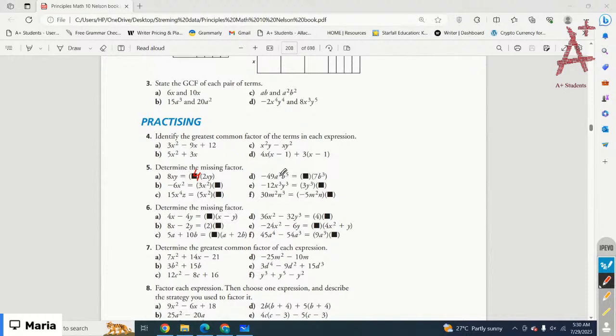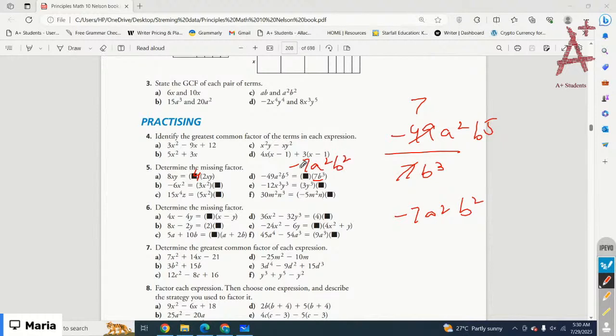Here you have negative 49a square b5. You are left with just 7b cube. An easy way is, on the other side you are given a square b5. You can divide it with the one factor given. You can find the other factor easily. 7 times 7 is 49. Here you have b5 and b cube. You are left with negative 7. You don't have a square here. 5 minus 3 is 2. So it would be negative 7 times a square b square. So that means the missing factor is negative 7a square b square.